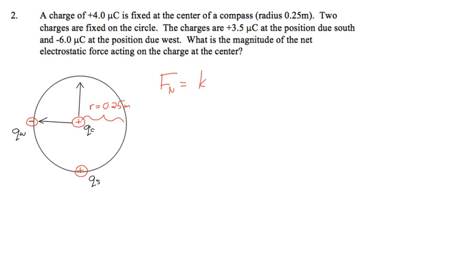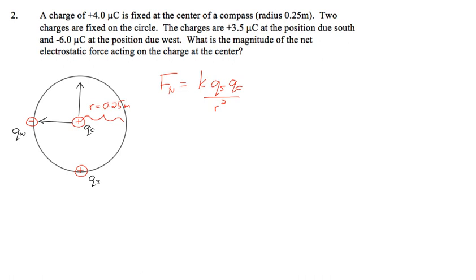So since I'm solving for the one north, then I know that the two charges involved are going to be this one and this one. So instead of Q and QO, I'm going to call this QS and QC over R squared. So using Coulomb's law, I'll be able to get that particular force.